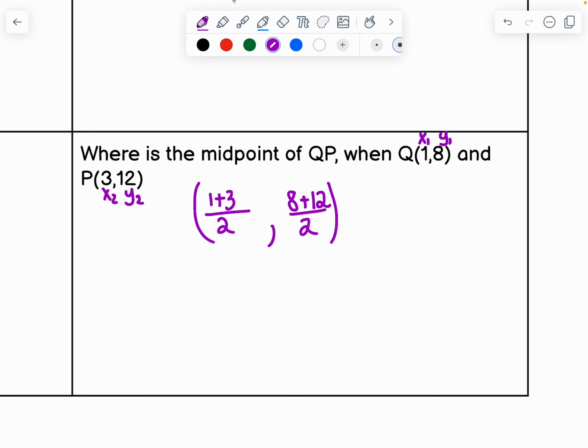Because we're dividing by 2, I want you to know that sometimes it's okay if you get a decimal or a fraction.